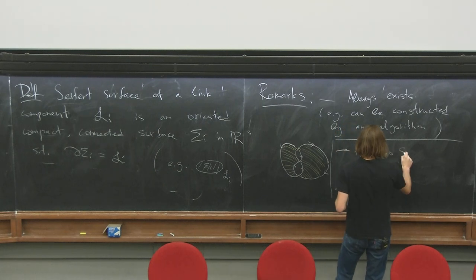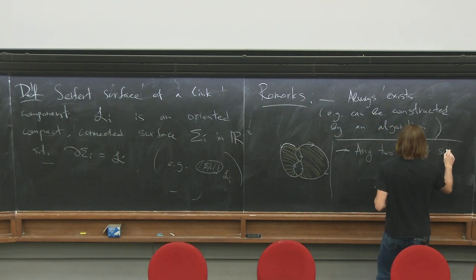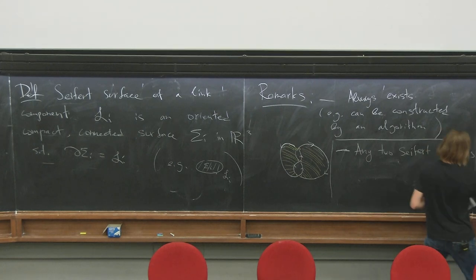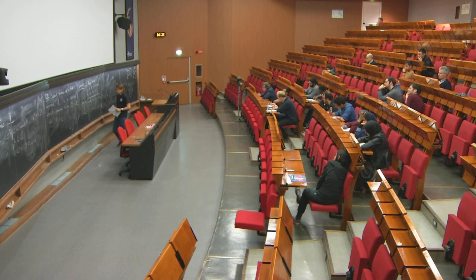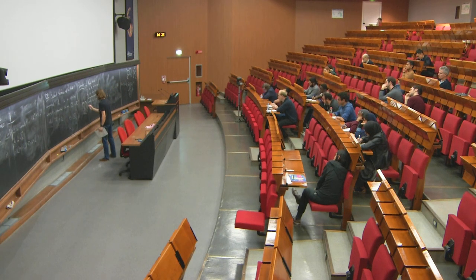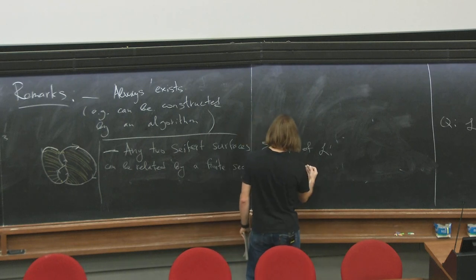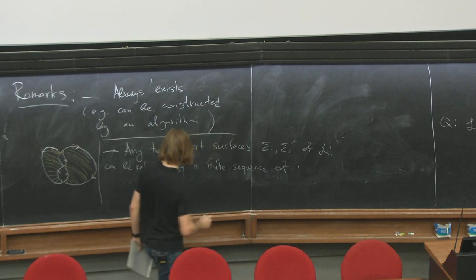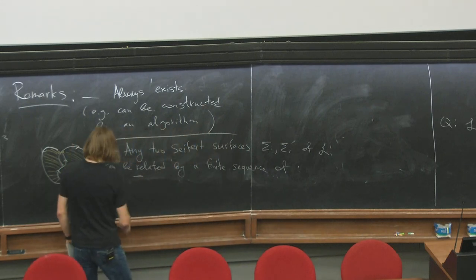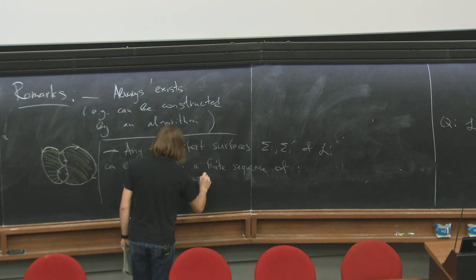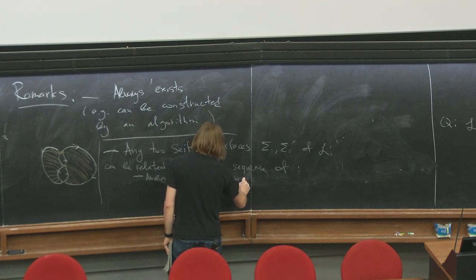Any two Seifert surfaces sigma i and sigma i prime of lambda i can be related by a finite sequence of the following operations. The first operation is ambient isotopy, which preserves Li itself.